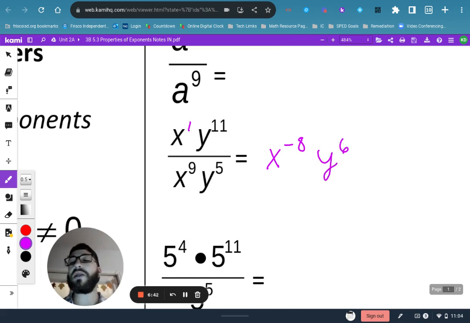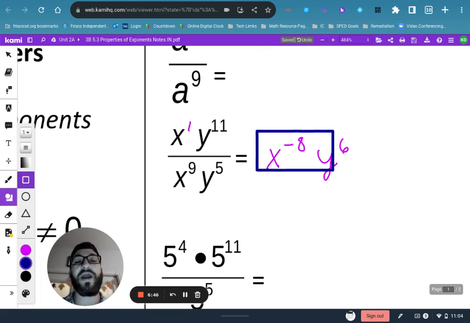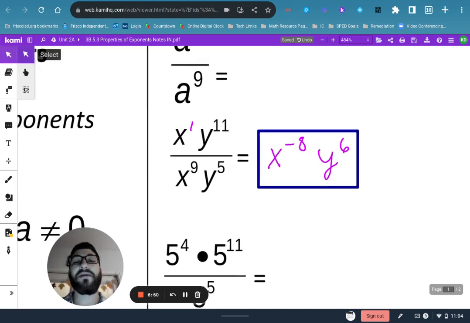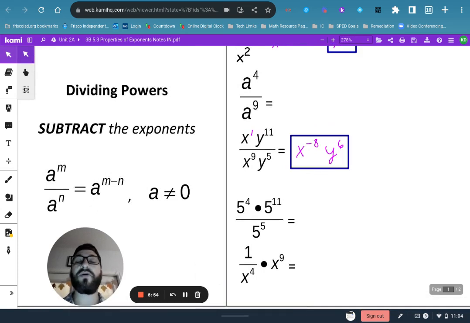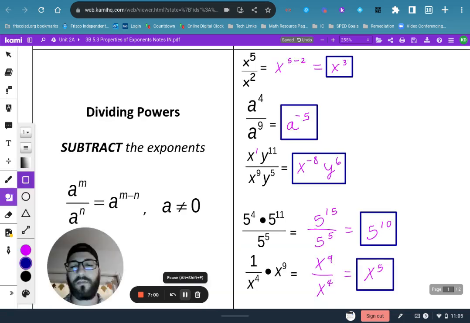We're going to talk a little bit later about how we don't like negative exponents. But for right now, we're going to leave this one just as it is. I want you to go ahead and try these last three on your own. Go ahead and pause the video if you would like. Try them each, and then you can unpause and we can check our work.